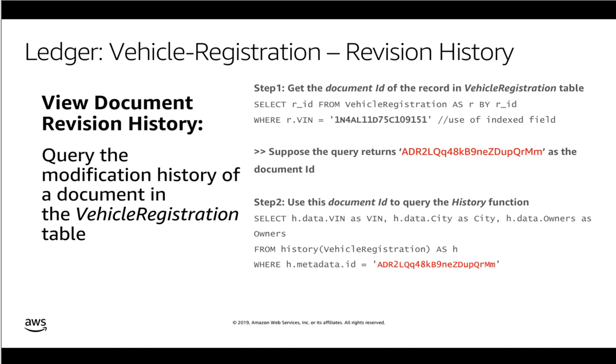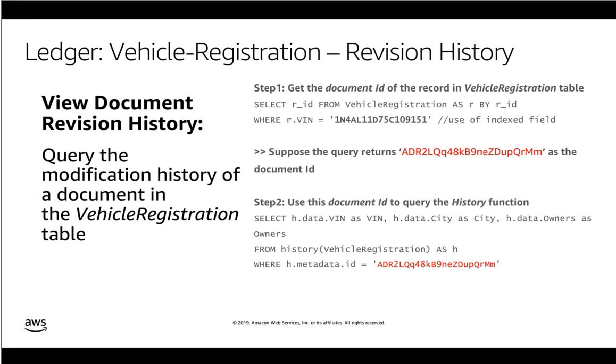So in step one, we select the ID from the vehicle registration table, alias as R, and we do not use the committed view. Here we are using the BY clause, that is basically an extension that we have supported in QLDB, which makes it very convenient for you to retrieve the document ID from the current view of the table. In this case, you are not going to the committed view, you're going straight to the user or the default view for the table, which is simply referred to as vehicle registration.